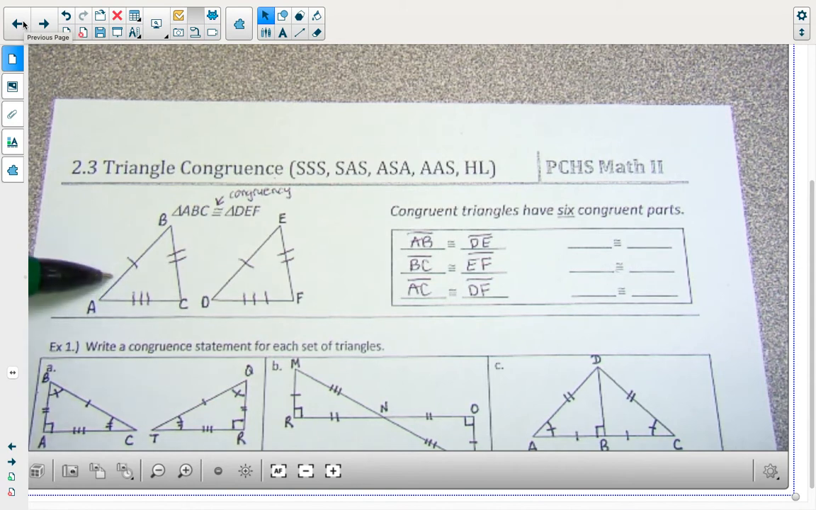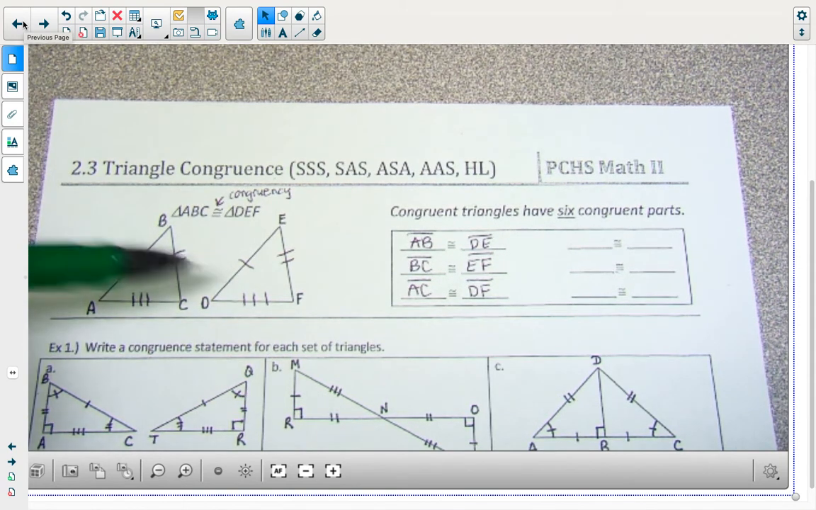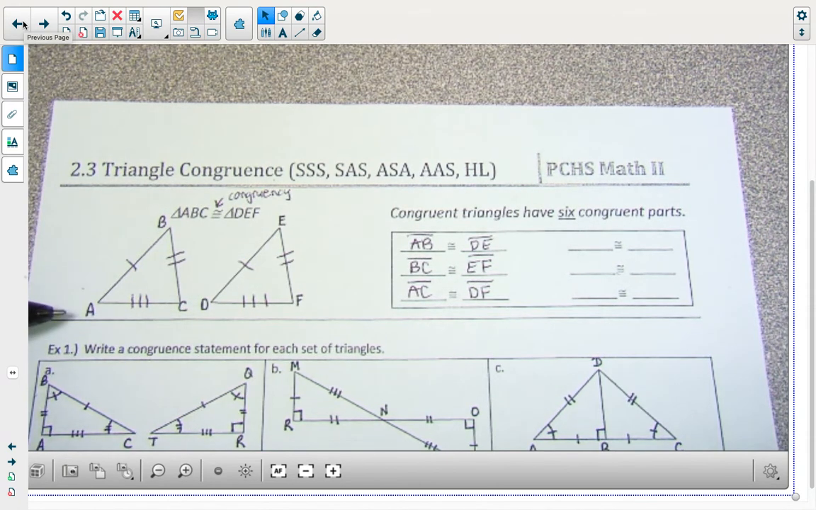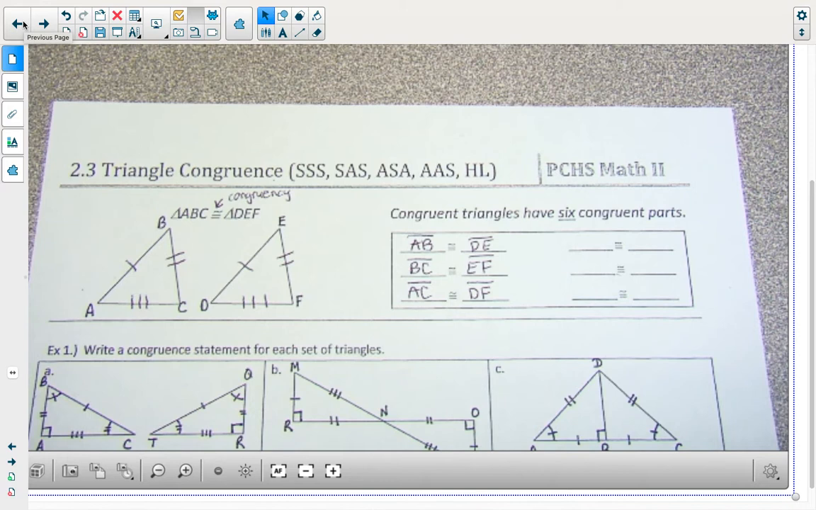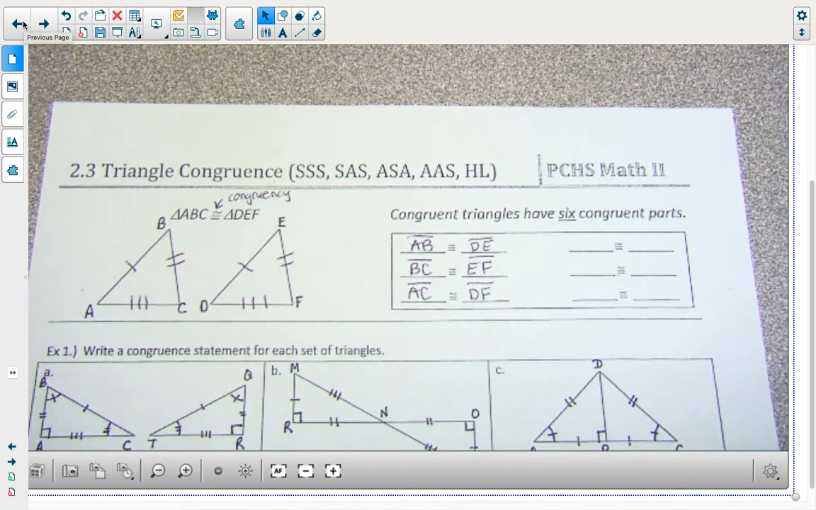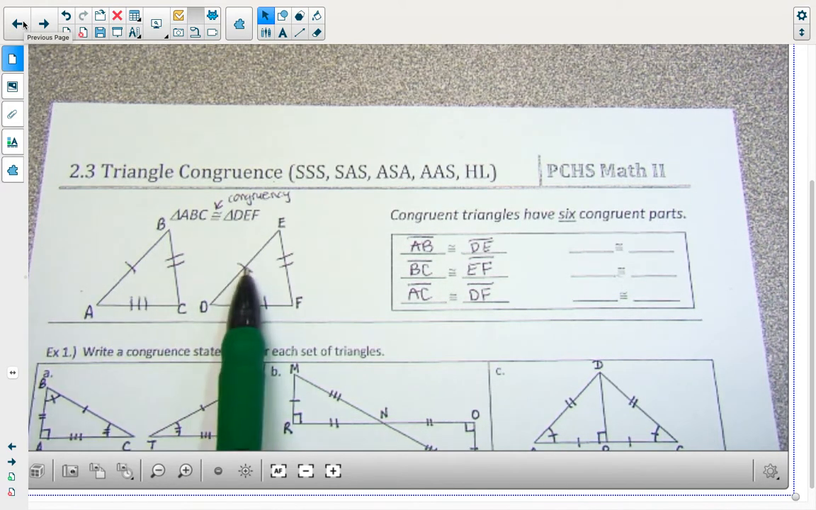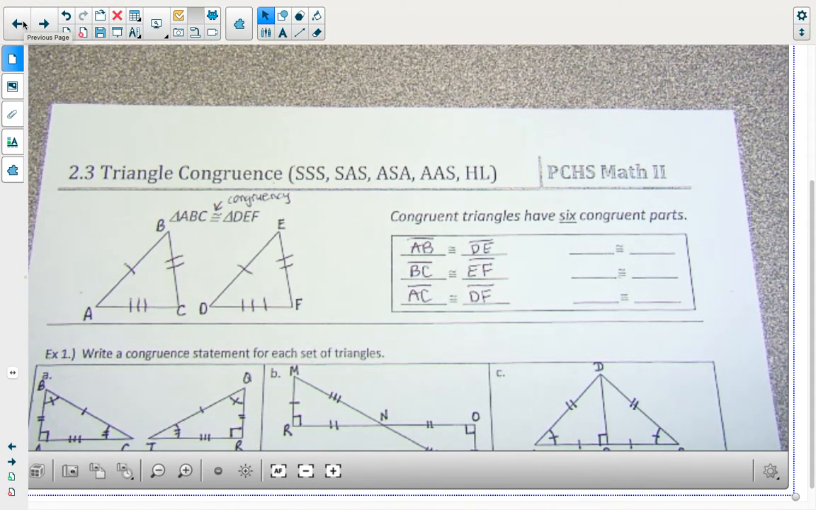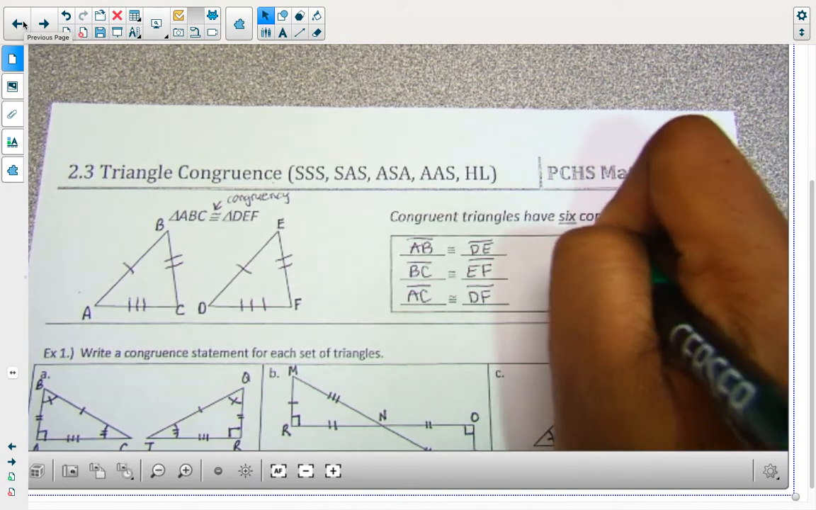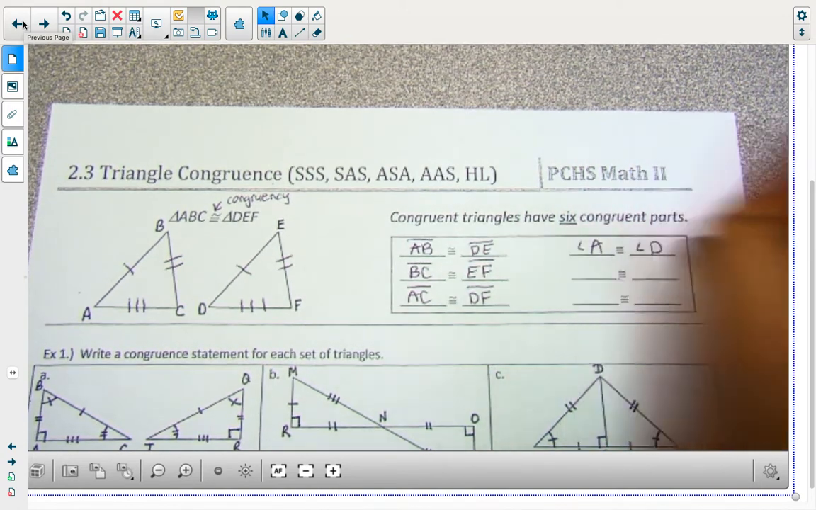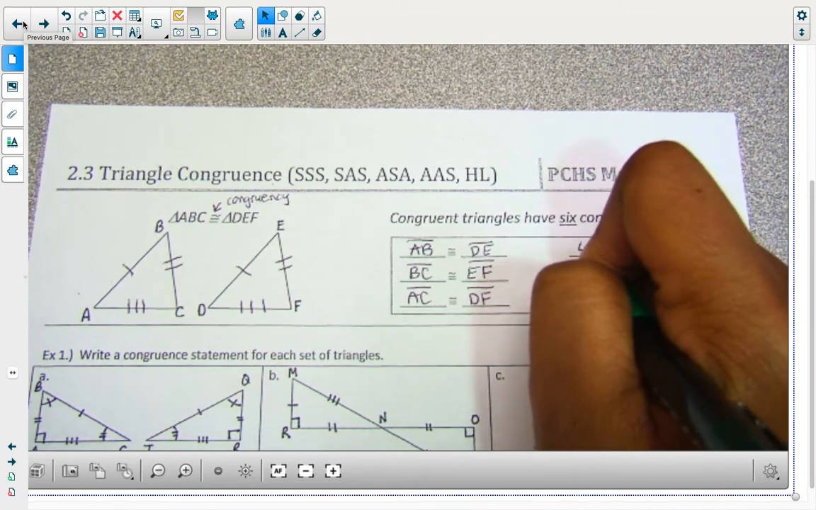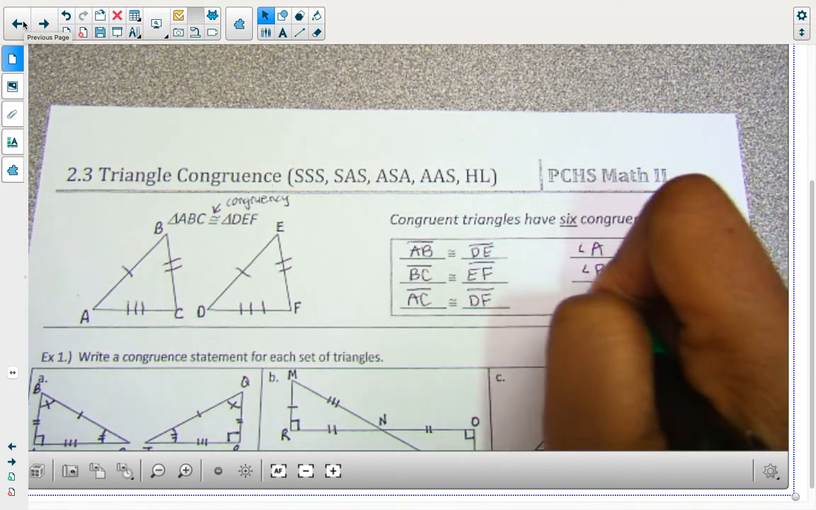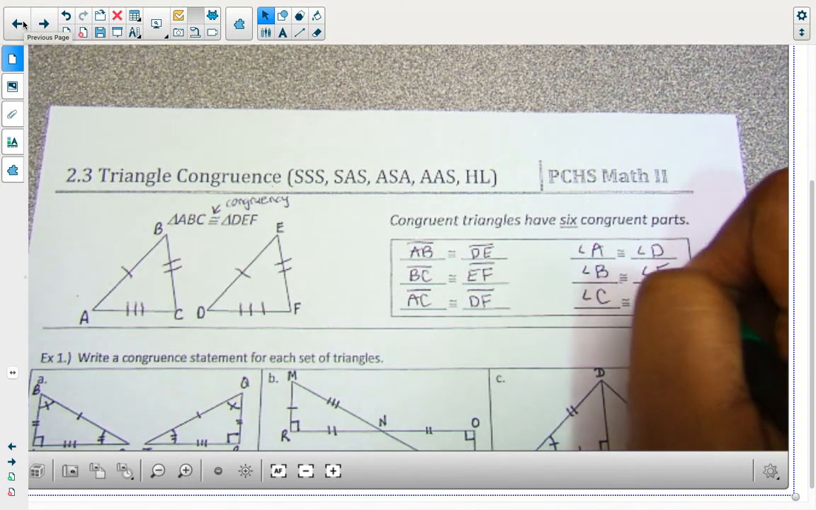So we can see that AB is congruent to DE, BC is congruent to EF, and AC is congruent to DF. So I put different tick marks so we can know what corresponds to each other. That matches that one, this matches this one, that matches that one. Now I can go through and I can do the same thing with the angles. Angle A is congruent to angle D. Angle B is congruent to angle E. And angle C is congruent to angle F.